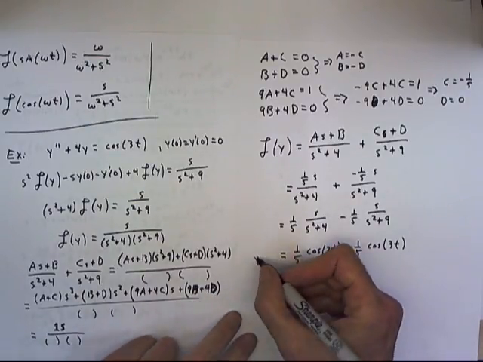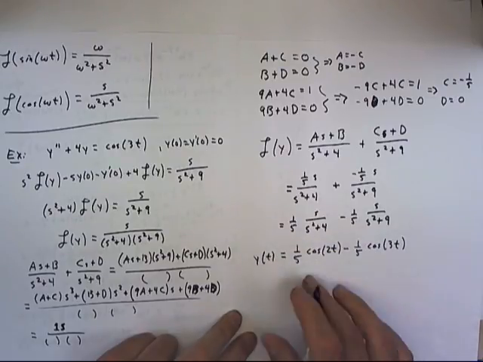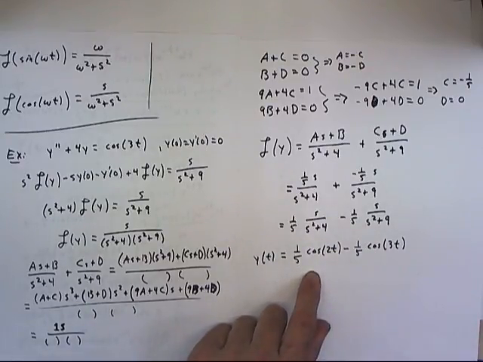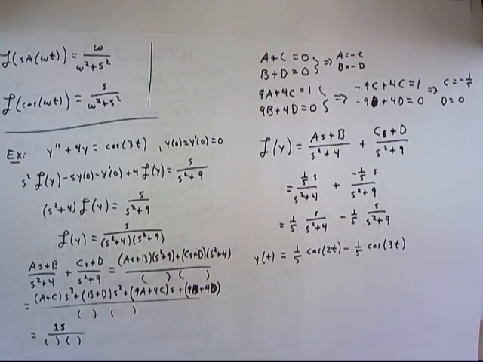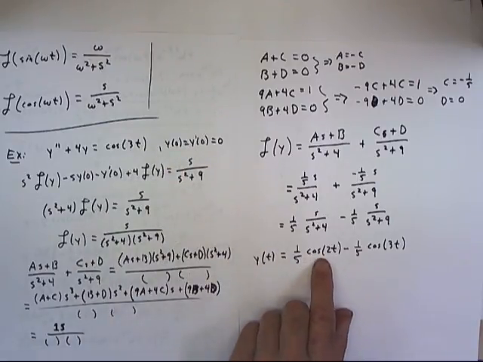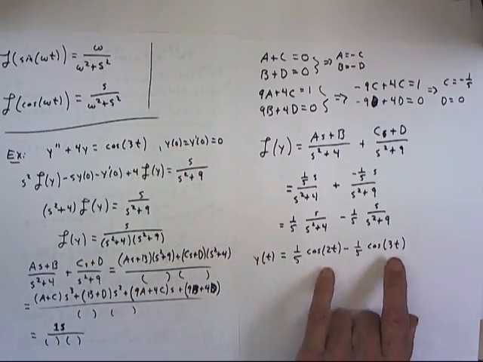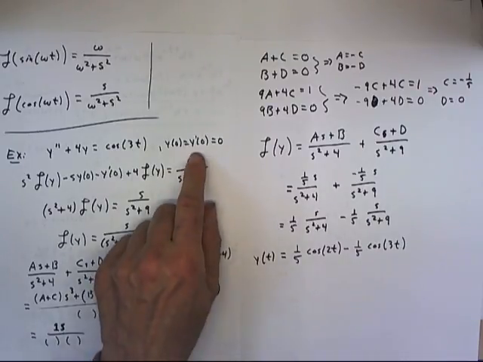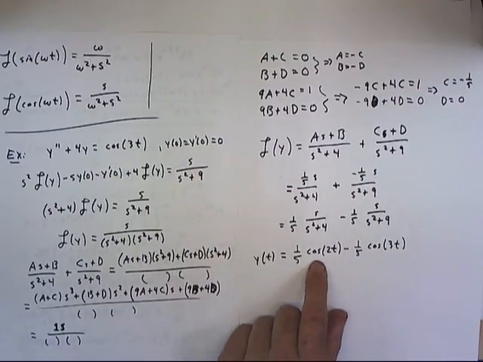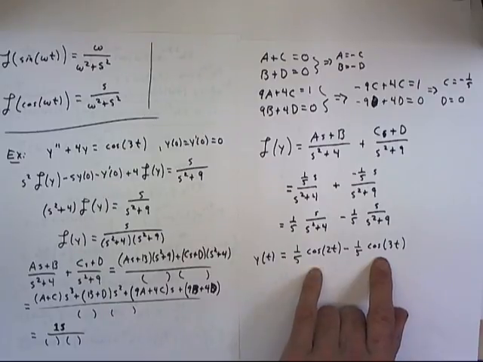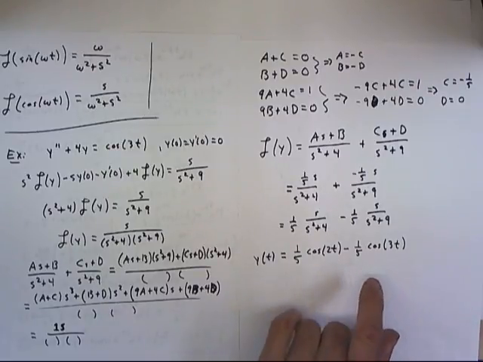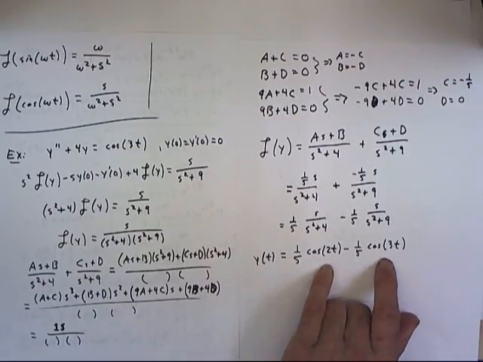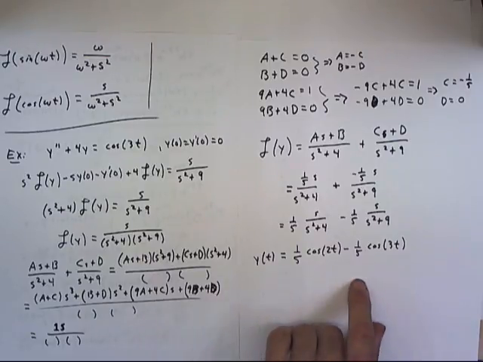Now this solution does satisfy the initial conditions. Okay, y of 0, well, cosines are both going to give us 1, so we have 1/5 minus 1/5 gives us 0. Y prime of 0, both of these cosines are going to give us sines, and the sine is going to be 0 when t equals 0. So the initial conditions are satisfied.